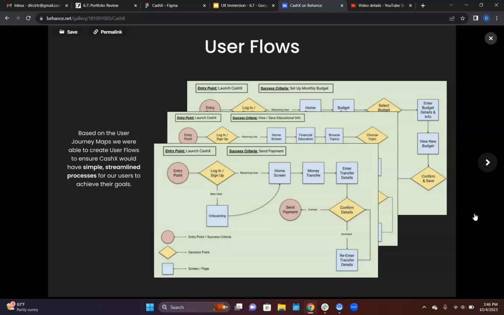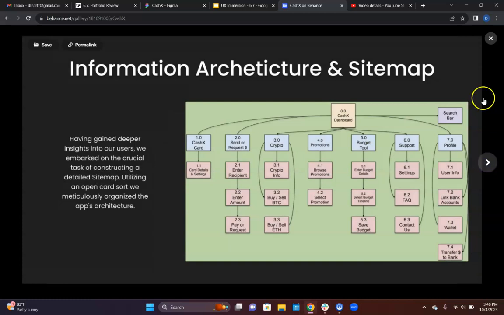We then developed some user flows to help us understand how we would need to design the layout of the app, how to get from point A to an end point while trying to complete different tasks within the CashX app. After that, we moved on to some information architecture and site mapping to develop an overall structure of the CashX app.